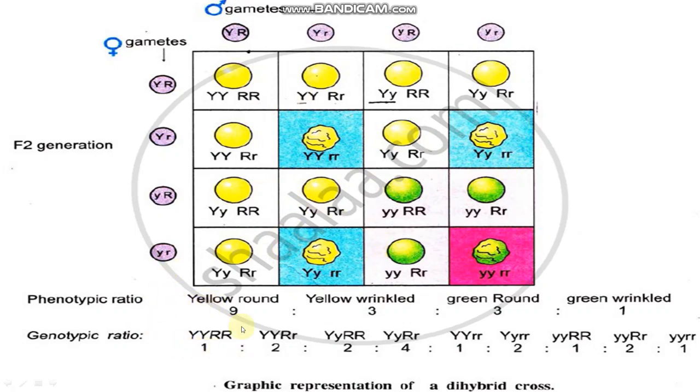And the genotypic ratio is 1 is to 2 is to 2 is to 4 is to 1, 2 is to 2 is to 1 is to 2 is to 1. Genotypic and phenotypic, how you will recognize it, you have already learned in the monohybrid cross, right? So you can see here.